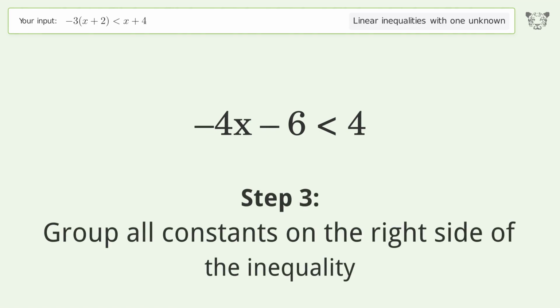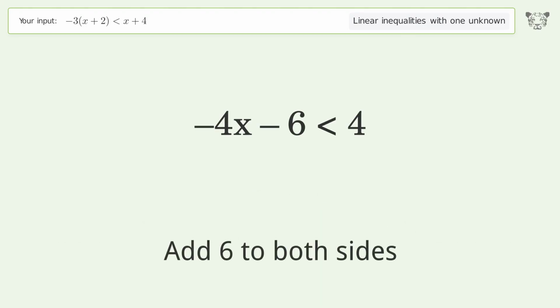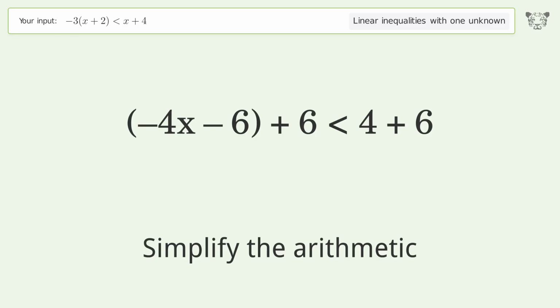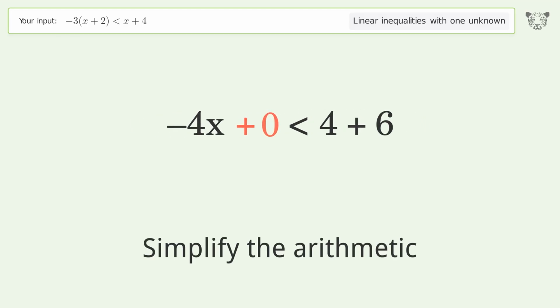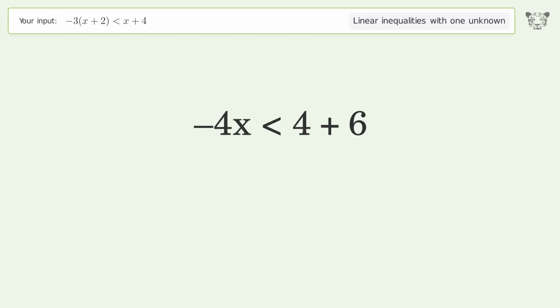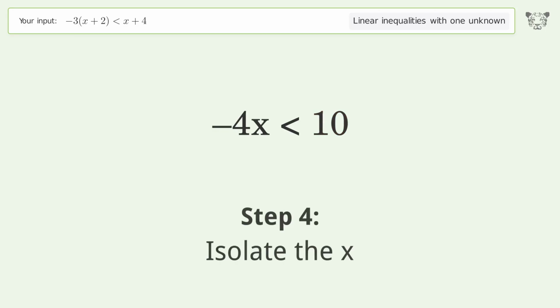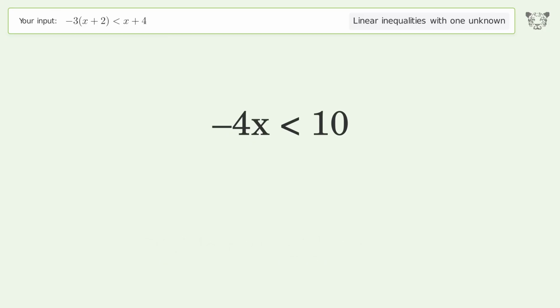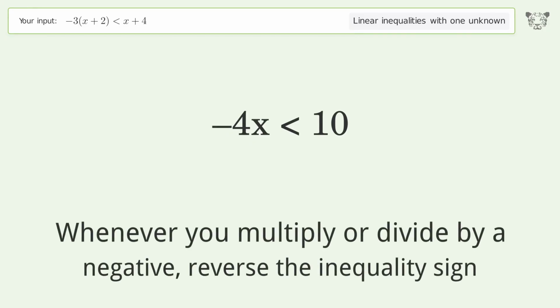Group all constants on the right side of the inequality. Add 6 to both sides. Simplify the arithmetic. Isolate the x. Divide both sides by -4. Whenever you multiply or divide by a negative, reverse the inequality sign.